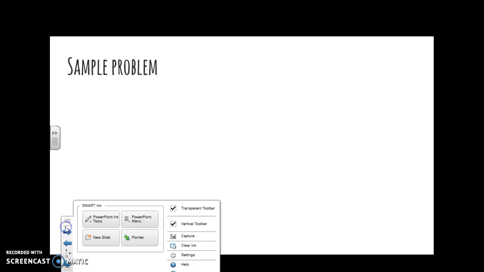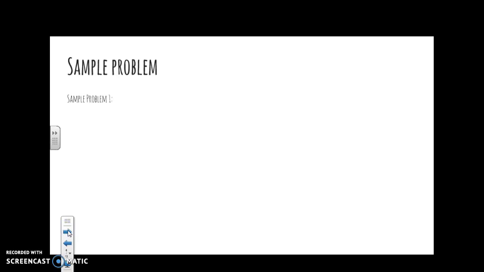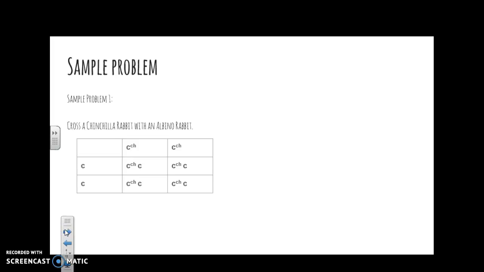Okay. So let's go ahead and do a sample problem. So we want to cross a chinchilla rabbit with an albino rabbit. So the first thing we have to do is label our Punnett square. So an albino rabbit is little c, and what was your chinchilla rabbit? And go ahead and fill in the blanks. So here's your albino rabbit, and here's your chinchilla rabbit. And then you write your alleles in the boxes.